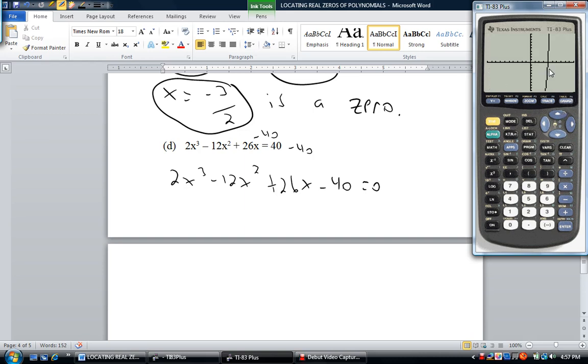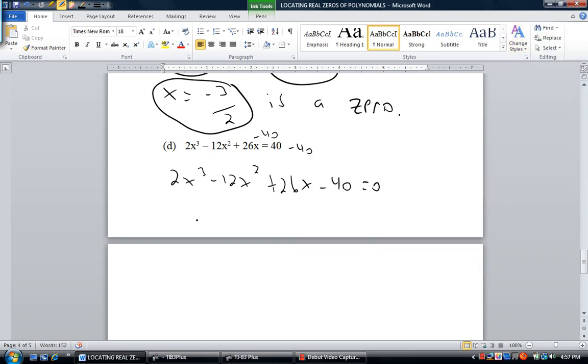Graph it. Now I only see that 1 zero. Looks like it's at 4. If I don't want to use a table, I just want to hit trace 4, enter. I can do that also. Or use your table. You'll see at 4, we have a 0. Now that's the only one that it shows. And I know there's 3. That must mean the other 2 are imaginary. So let's do all the work. So from the graph, x equals 4 is a 0.